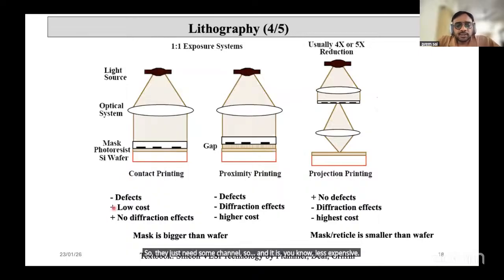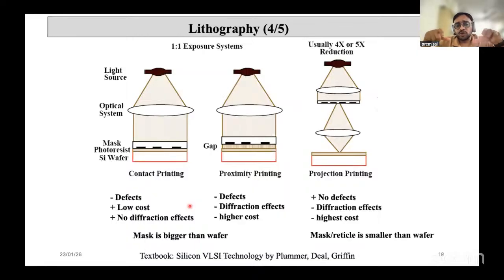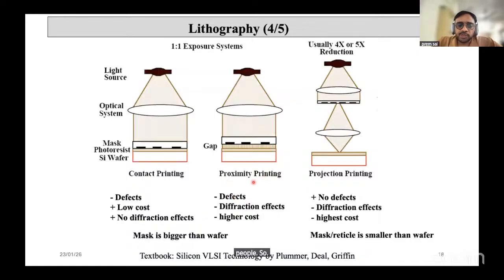And there are no diffraction effects, and cost is also low in this. In all these mask aligner systems, the mask is bigger than the wafer. For a 2-inch wafer the mask is 3-inch, for 4-inch it is 5-inch. It's like that because that extra 1 inch is used for holding the mask in the aligner tool. That's why the mask is bigger than the wafer. There is another thing called proximity printing. When you go to IIT, you mostly use this.